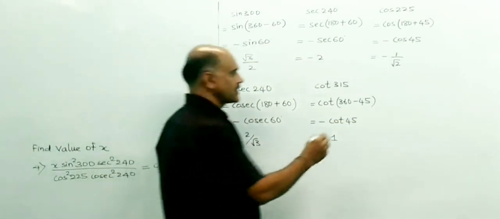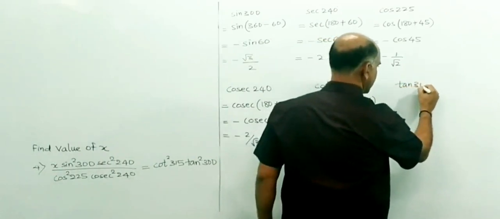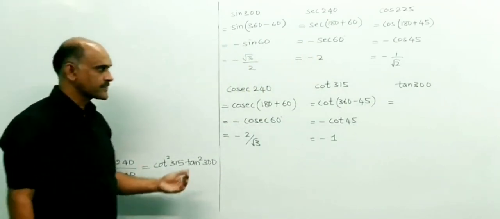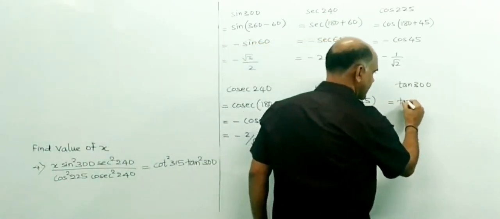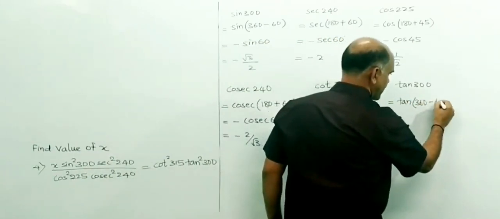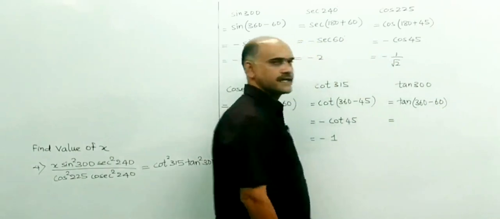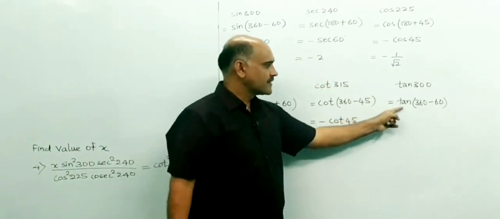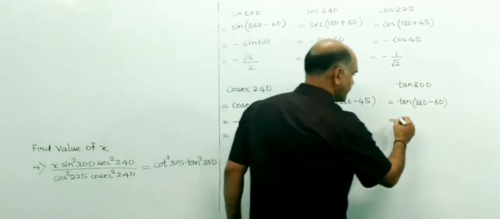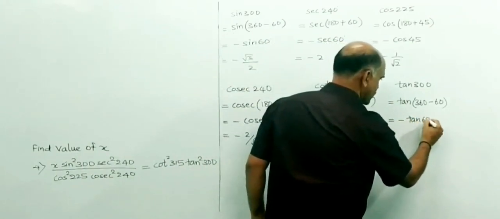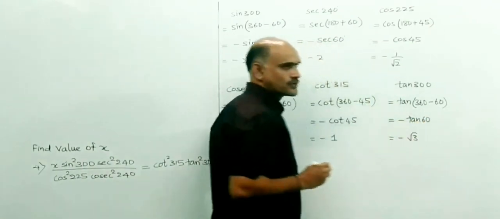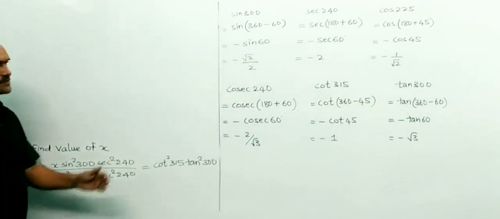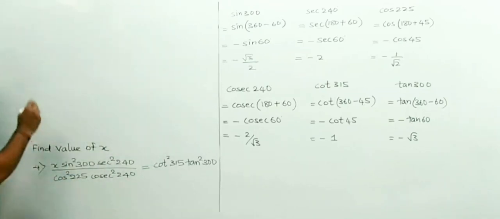Next, tan 300. It is near to 360. So I can write this as tan 360 minus 60. 360 minus means it is in fourth quadrant. In fourth quadrant, tan is negative. So minus tan 60. So this is equal to minus root 3. Now substitute all the values in this given expression.